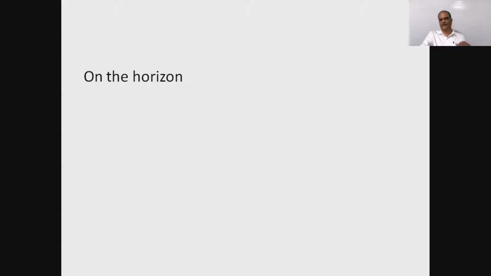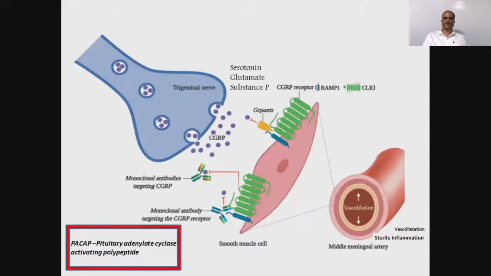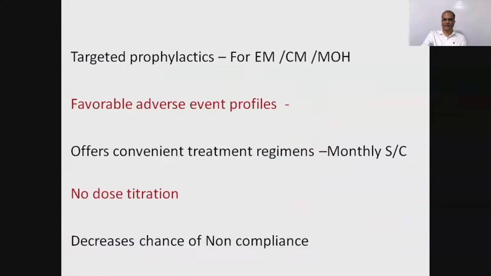And lastly, what is on the horizon? Like CGRP, there is another protein called the pituitary adenylate cyclase activating polypeptide, which is also released by the trigeminal nerve ending. So there is a lot of literature and a lot of trials going on whether blocking this receptor can also have benefit in treatment for migraine. So in effect, we now have targeted prophylactic treatment for both episodic migraine, chronic migraine, and medication overuse headache.